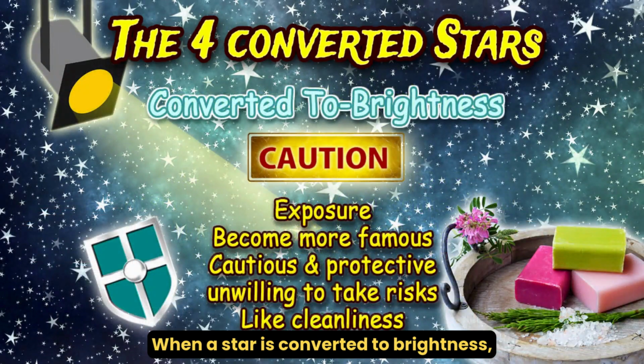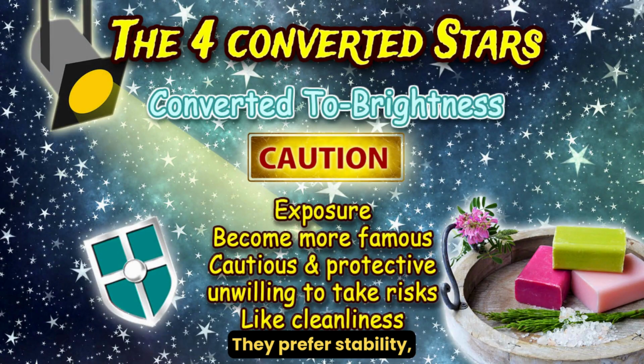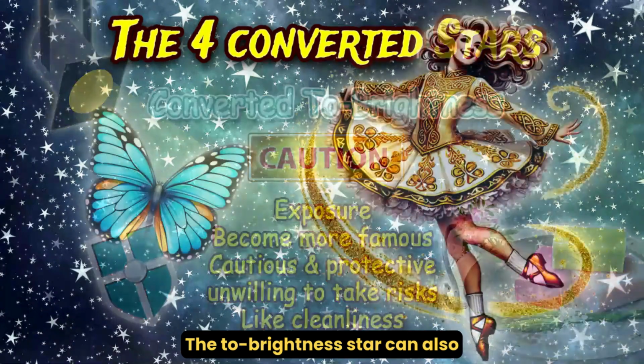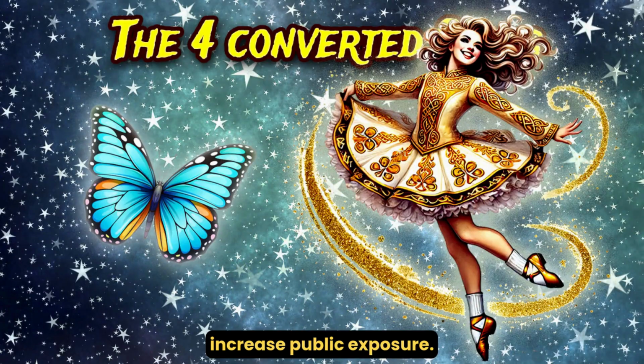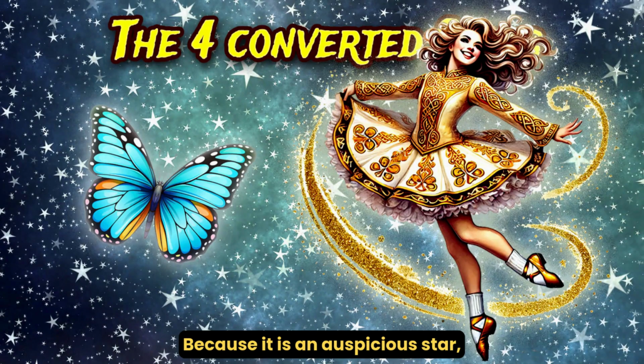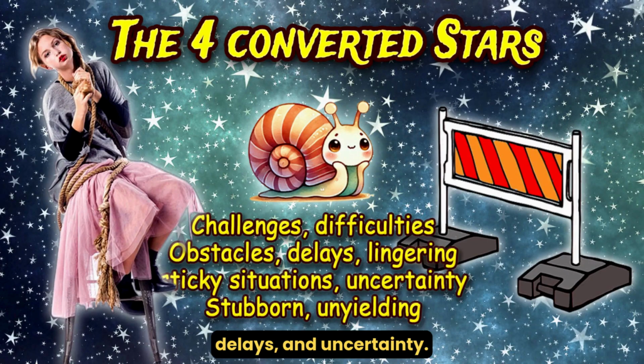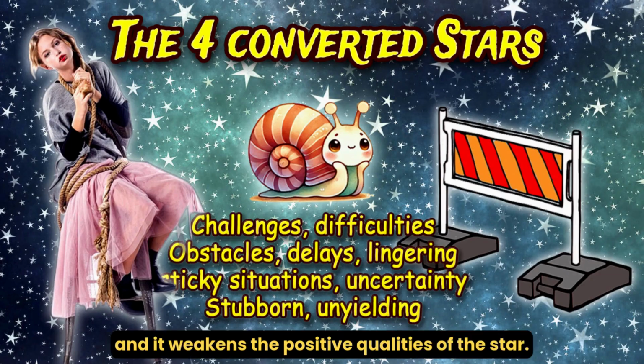When a star is converted to brightness, the person becomes more cautious and protective. They prefer stability, avoid illegal activities, and often excel academically. The to brightness star can also increase public exposure. Depending on the star combination, a person may become famous or infamous. Because it is an auspicious star, fame is more common. When a star is converted to darkness, it represents obstacles, delays, and uncertainty. It can make a person stubborn and unyielding, and it weakens the positive qualities of the star.